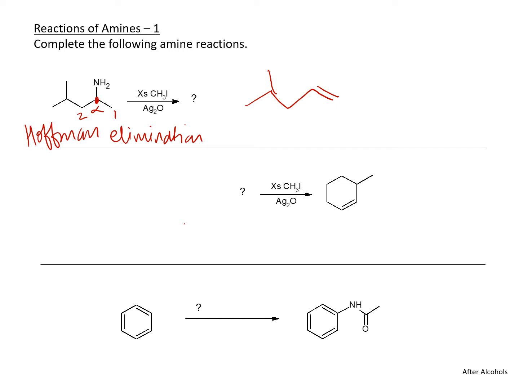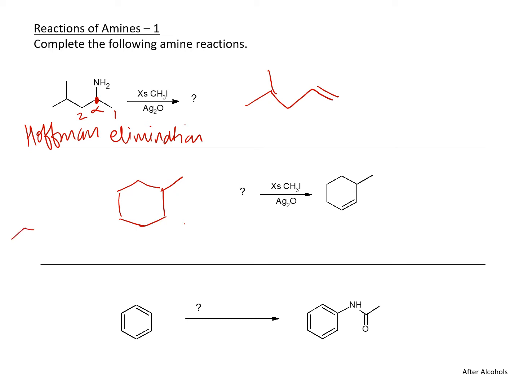The second one is also Hoffman elimination. In this case, you're going to figure out what the starting material is. Looking at the product that we have, you want to make sure that your starting material has the amine in the right place. So this is going to be that skeleton that you have. Now you want to make sure that the amine is going to be in the correct position to give you a Hoffman product.